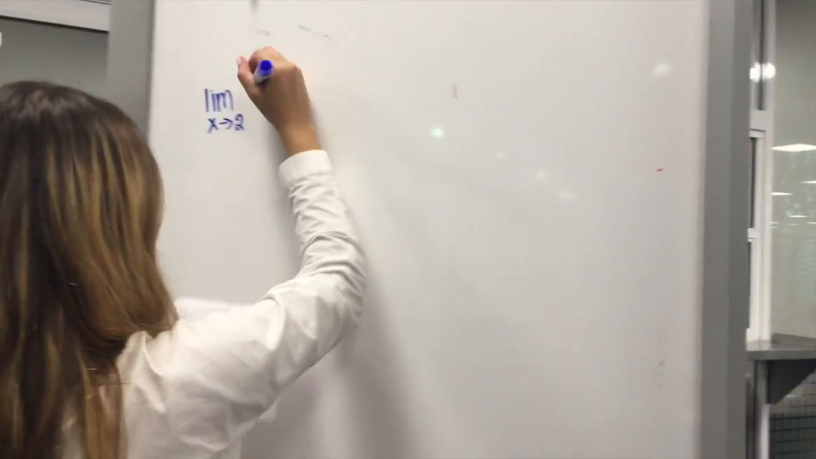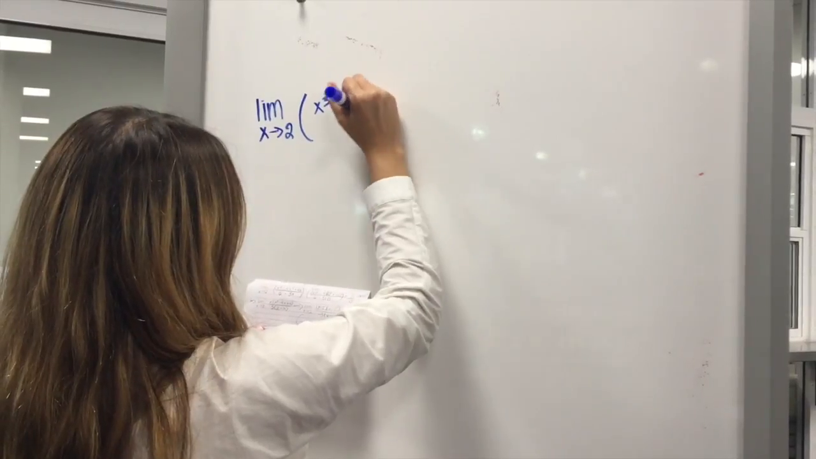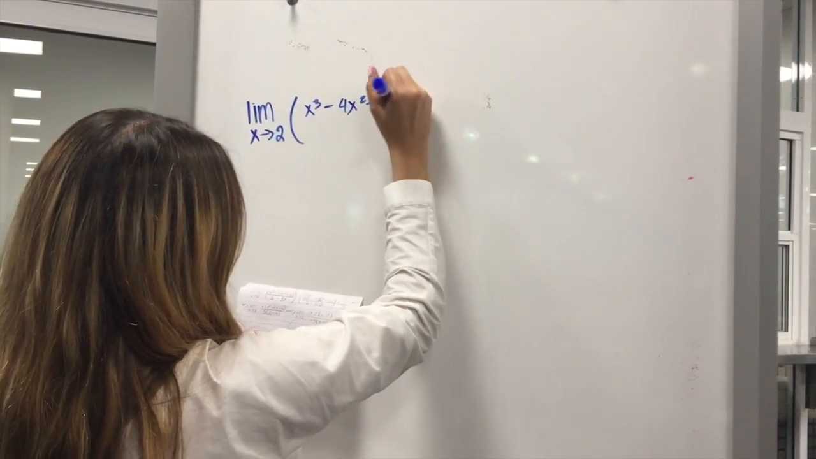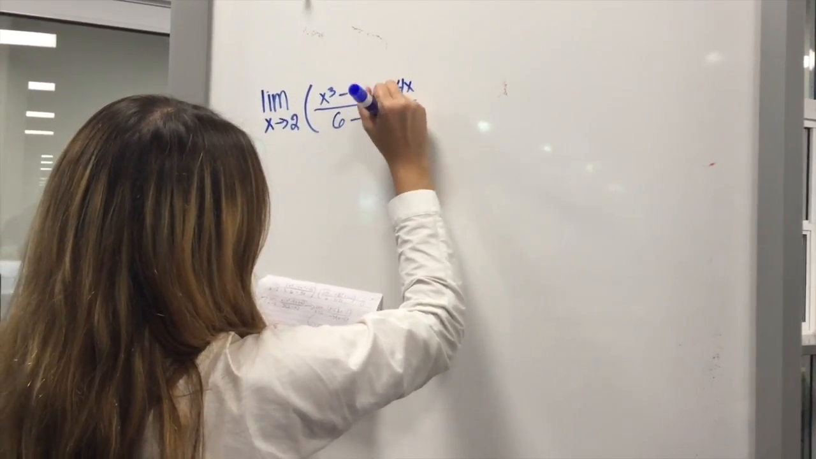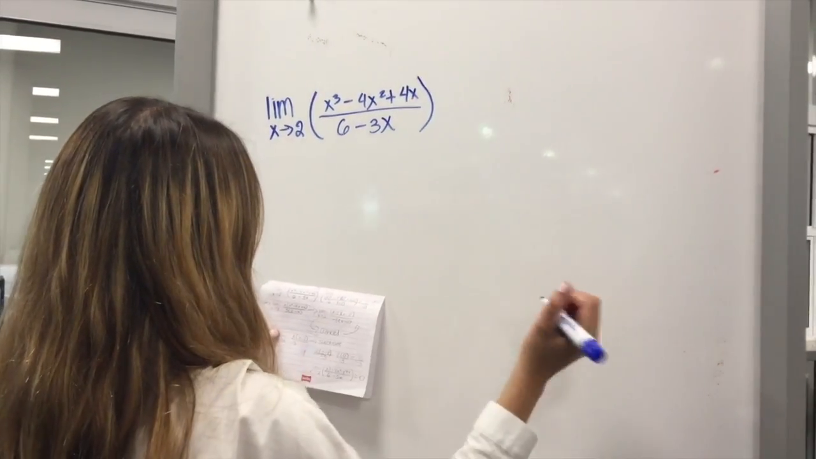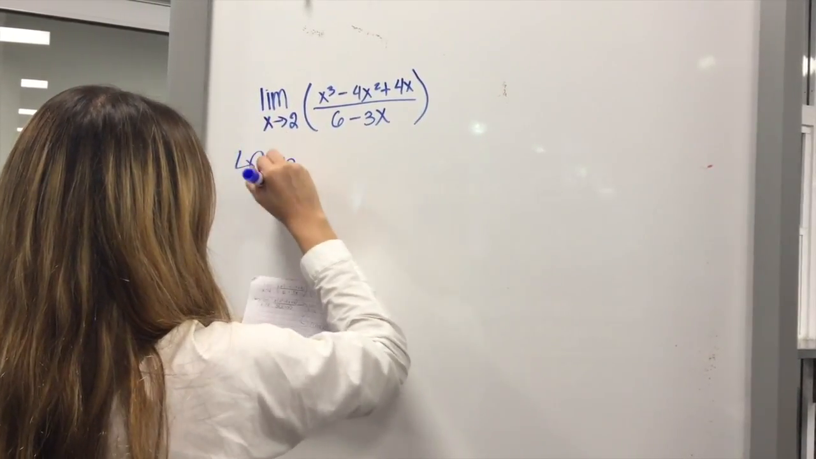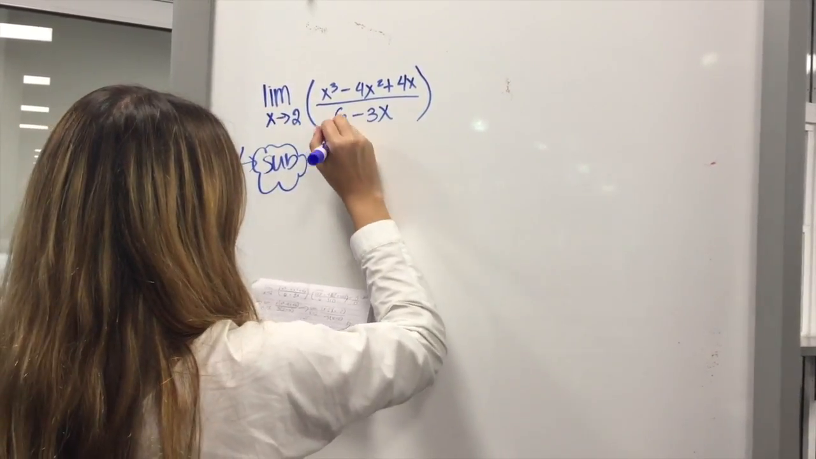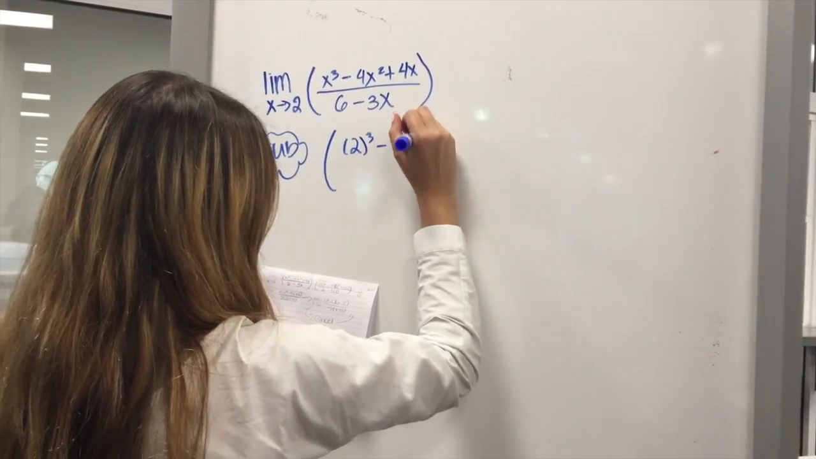The following problem will be solved algebraically and numerically. The only thing that we need to do in this type of problem is substitute the limit that is indicated in our equation. In this case, the limit as x approaches 2 of x cubed minus 4x squared plus 4x over 6 minus 3x.